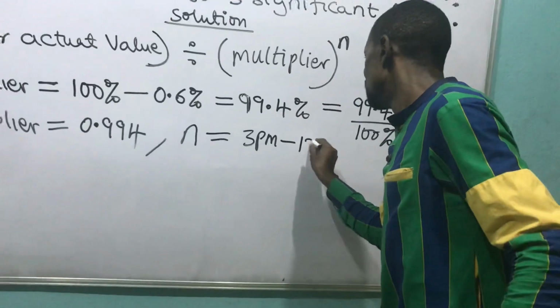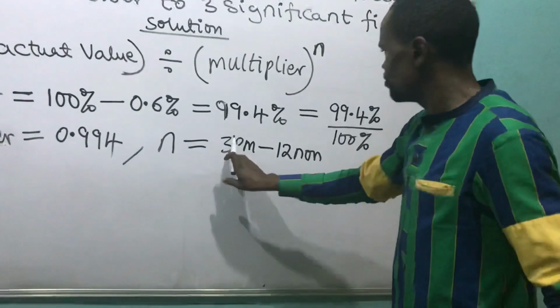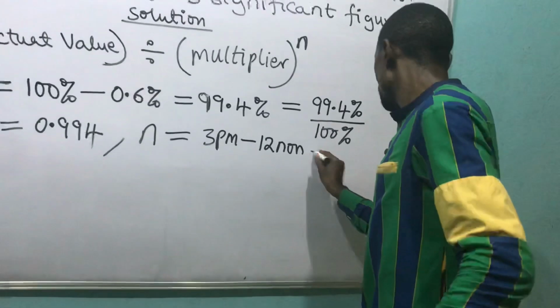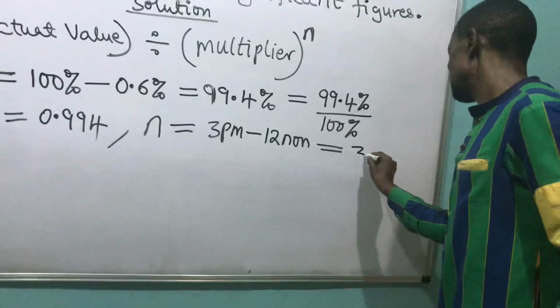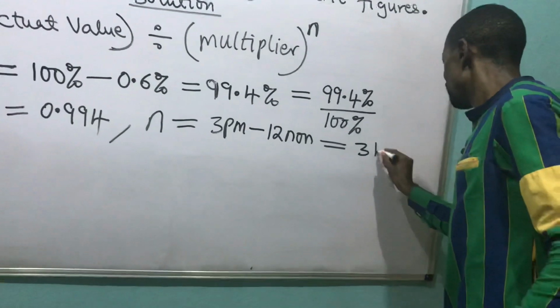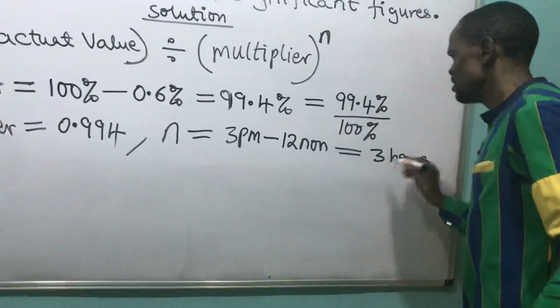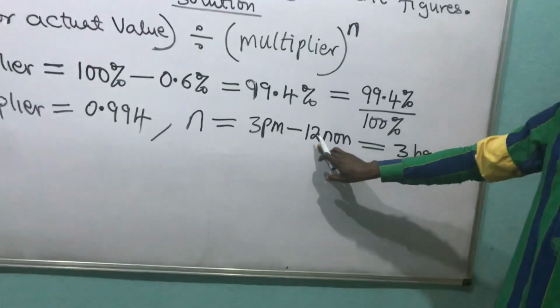Minus what? 12 noon. I get what I'm saying now. From 3 p.m. to 12 noon, what we have covered is 3 hours. What we have covered is 3 hours. You remember? From 3 p.m. to 12 noon, I get what I'm saying now?